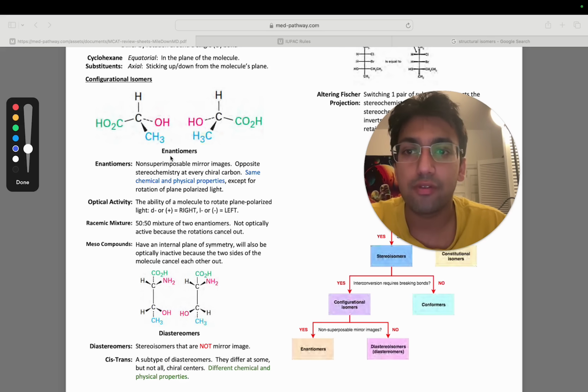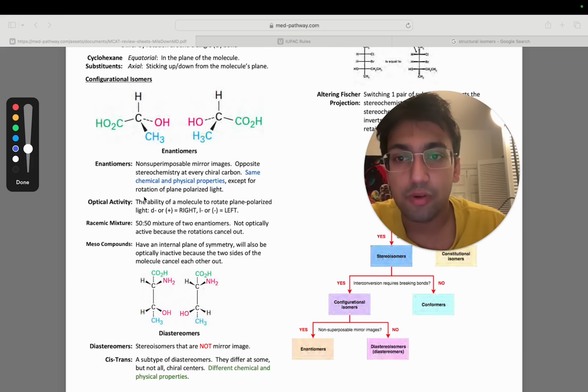And when you have that combination of factors, that's called an enantiomer. They're non-superimposable mirror images, and they have opposite stereochemistry at every single chiral carbon. They have the same chemical and physical properties, except that their rotation of plane polarized light is different.